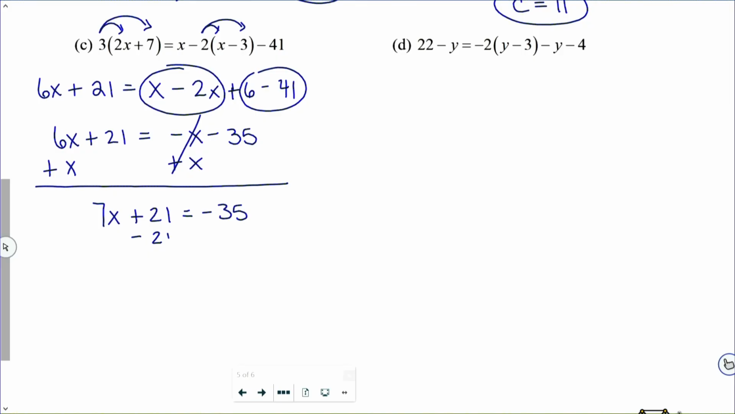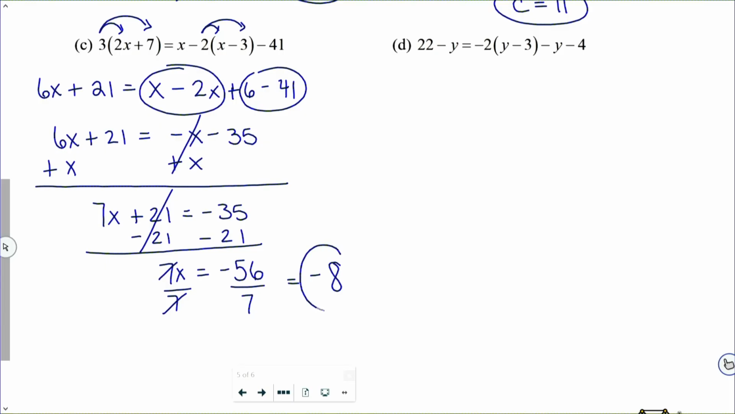I'll subtract a 21 from both sides. Again, watch your negatives and your positives. Negative 35 plus negative 21 is negative 56. Divide by 7 on both sides, keeping in mind that a negative divided by a positive is a negative, and 56 divided by 7 is a negative 8.